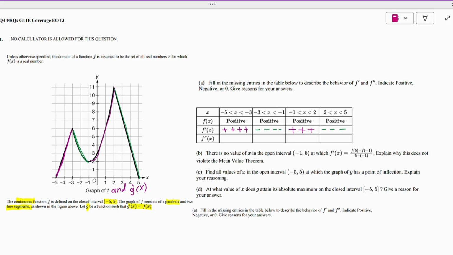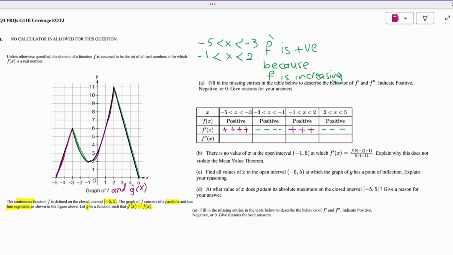Let's write a reason for that. For -5 to -3, and also from -1 to 2, f prime is positive because f is increasing. Understood? F prime is positive because f is increasing, right?